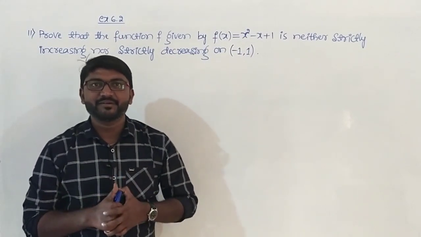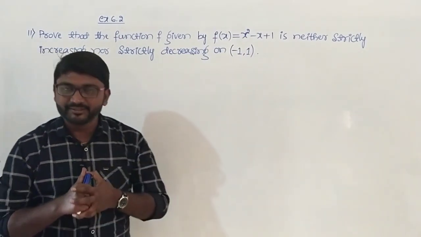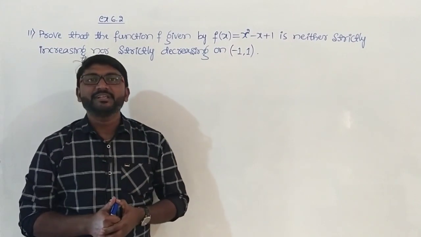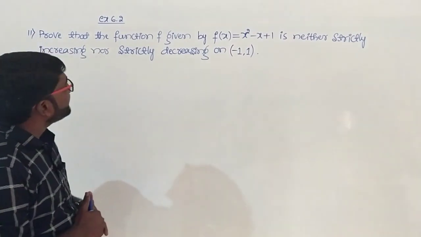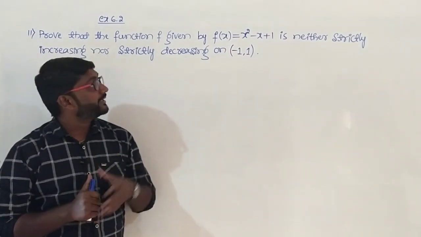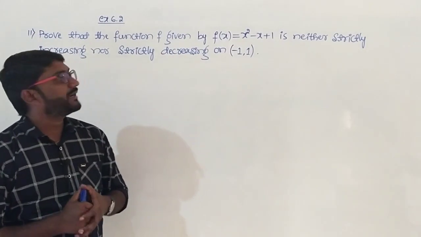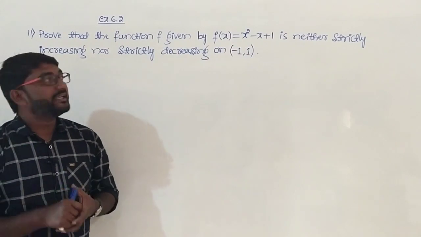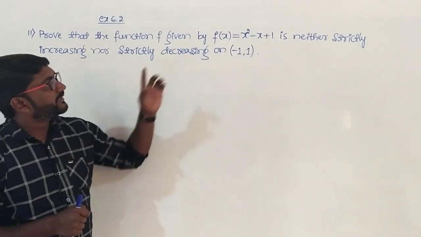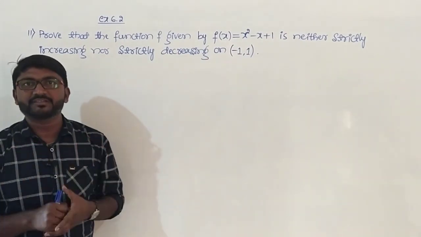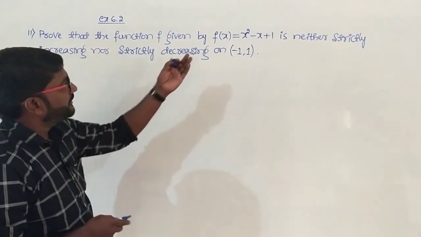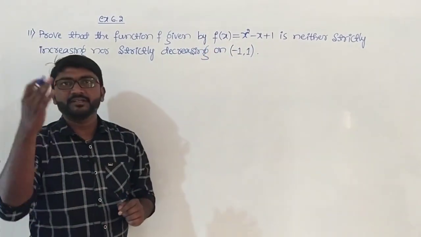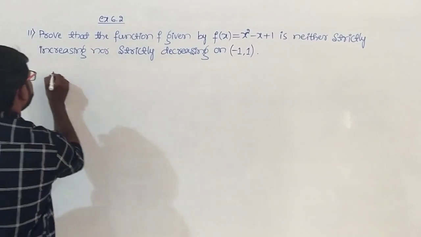So in the last class we have solved up to the 10th problem. So let us continue with the 11th one. It is: prove that the function f given by f of x equals x square minus x plus 1 is neither strictly increasing nor strictly decreasing on the open interval minus 1 comma 1. So let us take this as f of x and then go for the differentiation.